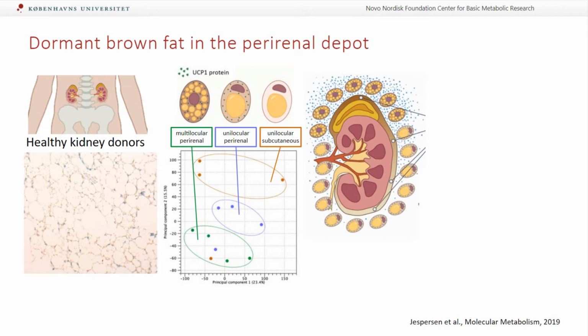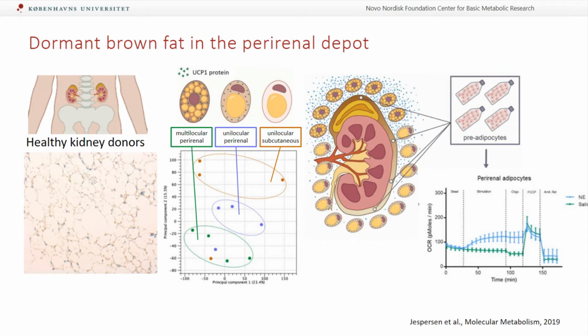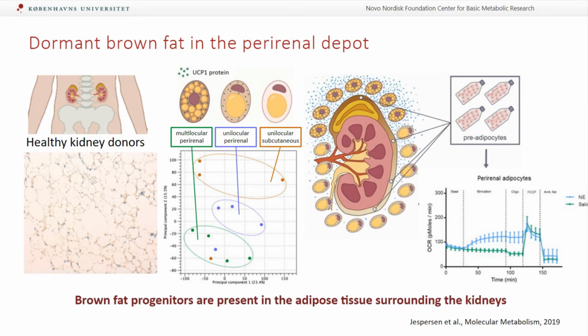So what we did next was to isolate adipogenic progenitors from all regions surrounding the kidney. And what was very interesting was that regardless of where we took the fat biopsies from for these isolations, we could find thermogenic adipocytes at equal frequency. So this suggested to us that we have a dormant brown fat in the perirenal depot because we have these progenitors still present in all regions, regardless if the mature cells are multilocular or unilocular.